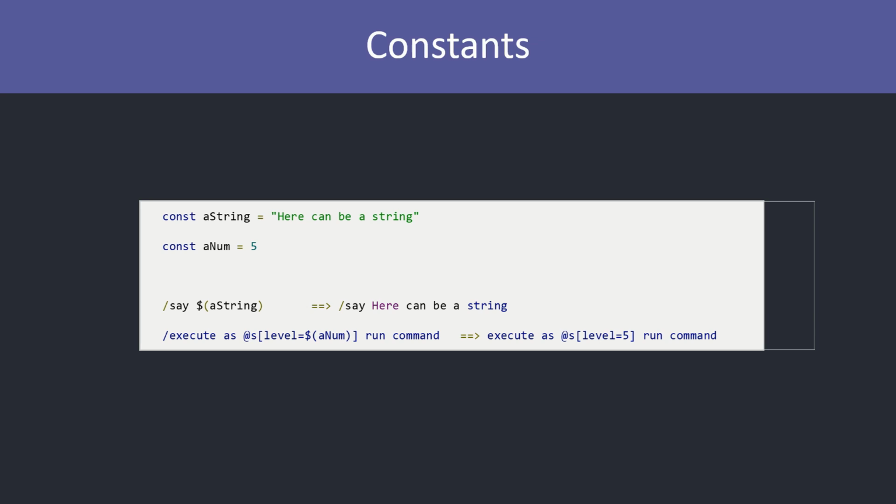That would look something like that, just with the const keyword, then the name of the constant, an equal sign, and then either a string or also a number. And later on you can just use it in any command you want. In the say command we use the a string constant, so this one here, and it just replaces this whole thing here with our say here can be a string. The number can also be used in the command, so we can say level equals a num, and it replaces the level here. This is pretty easy, right?